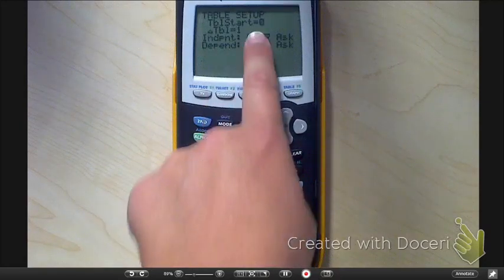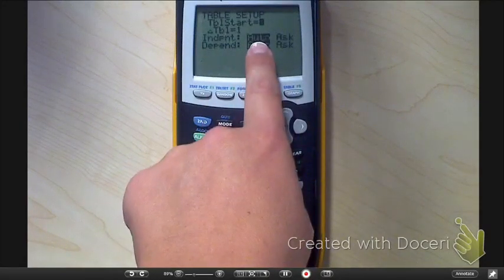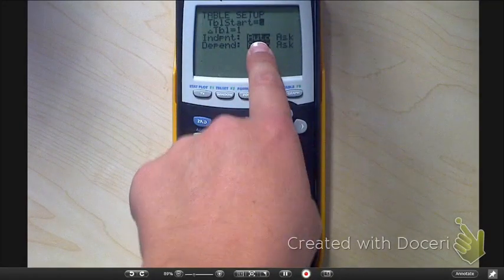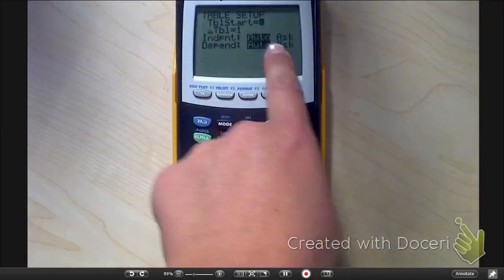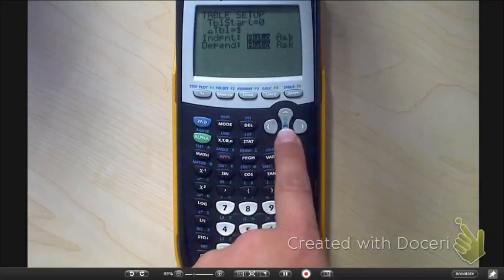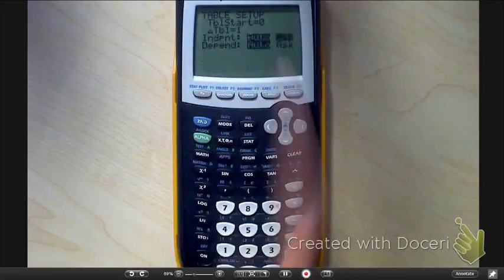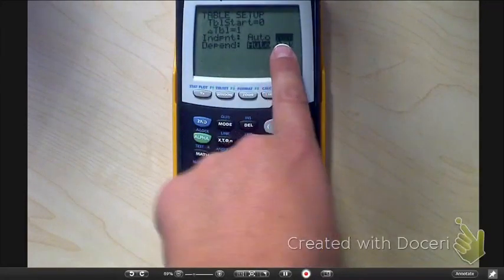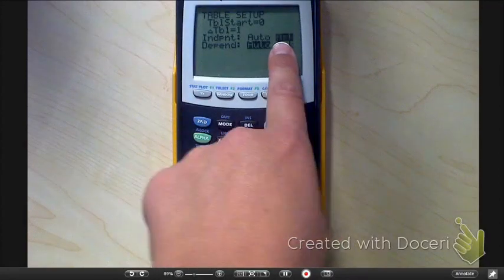These two down at the bottom, it wants to know, do you want your independent variable to be an auto, meaning they'll fill it in for you, or do you want your independent variable to be an ask, where it asks you what you want to put in? So scroll down to that one, and scroll over to ask. I want it to ask me what it's going to put in. Don't tell me what you want to put in.